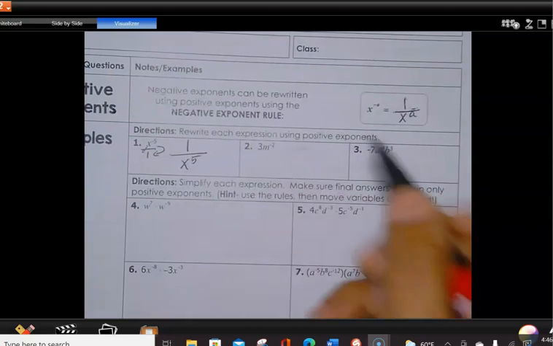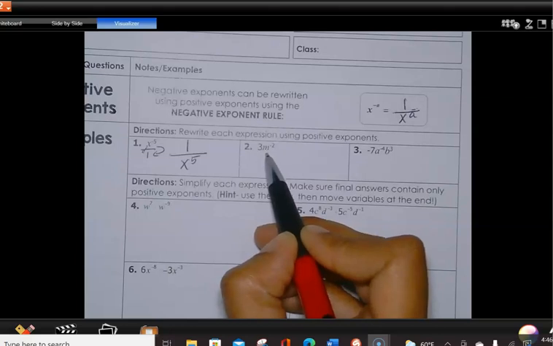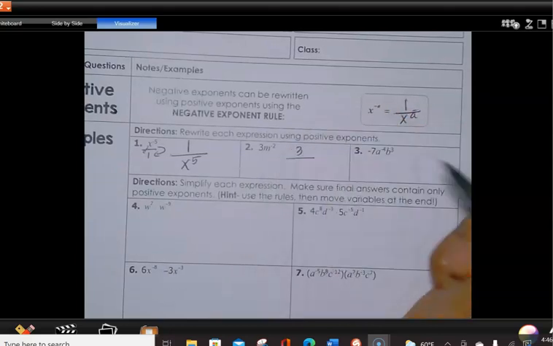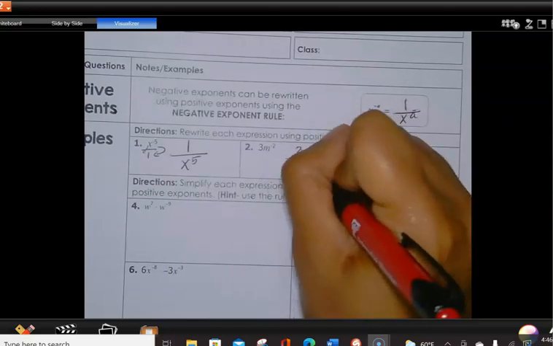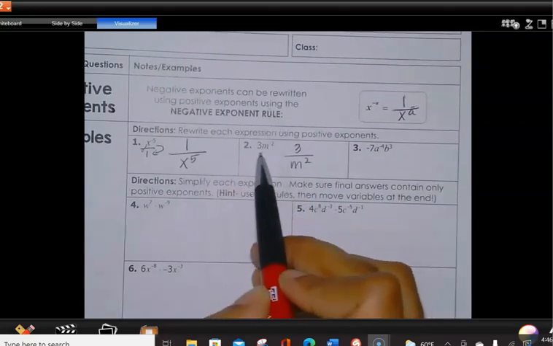Okay, this one, notice there is no negative on the 3. It's just on the m. So let's leave the 3 in the numerator, and on the bottom is m squared. Again, he's the one that was not happy, so he has to go down.